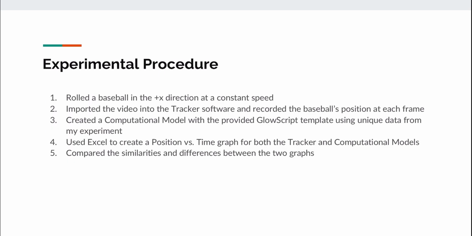I will now cover my experimental procedure. First, I recorded the baseball rolling in the positive x direction. I then imported the recorded video into the tracker software and recorded the baseball's position at each frame. I then created a computational model with the provided GlowScript template using unique data from my experiment. I used Excel to create a position versus time graph for both the tracker and computational models. Finally, I compared the two graphs.